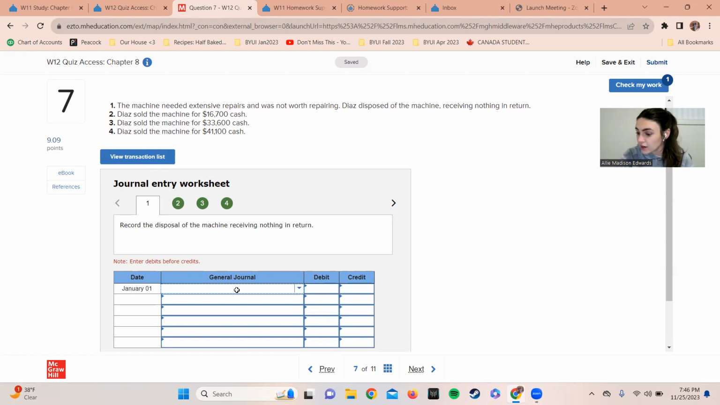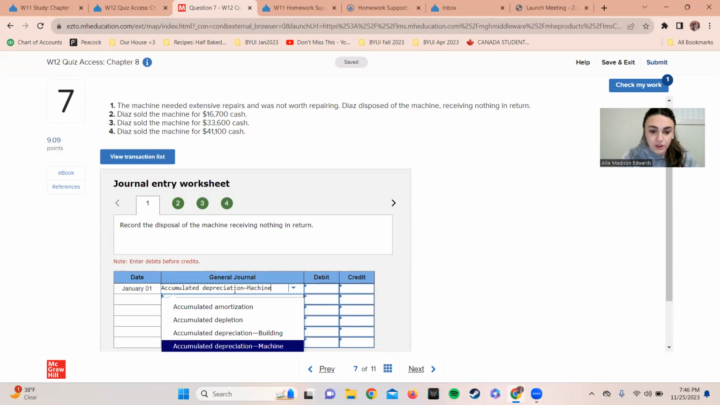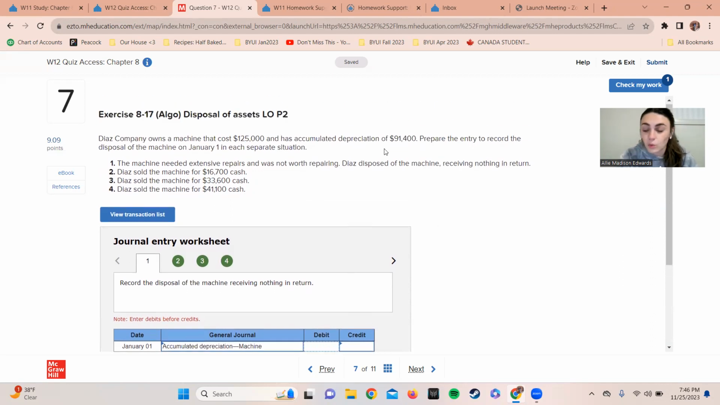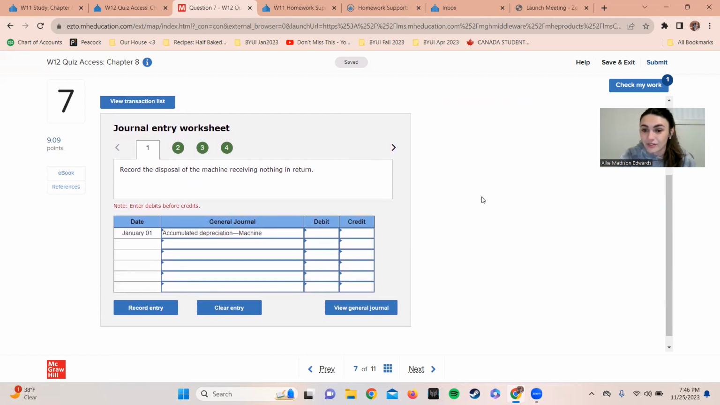Sorry, I have my notes, so I might be glancing down a little bit. We know that for our machine, we're first going to record our accumulated depreciation. That's always a good place to start. Make sure you select that machine section there. Another important thing to note is we don't have to worry about bringing the depreciation expenses up to date, because this is happening on January 1st, so we're at the beginning of a reporting period. They made it easy on us, thank goodness, with this question.